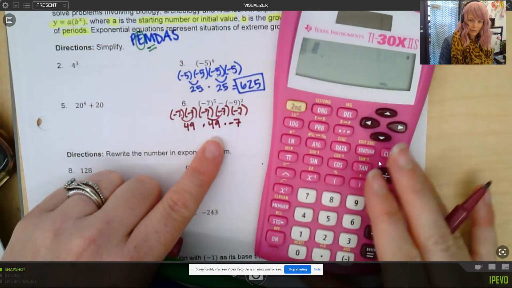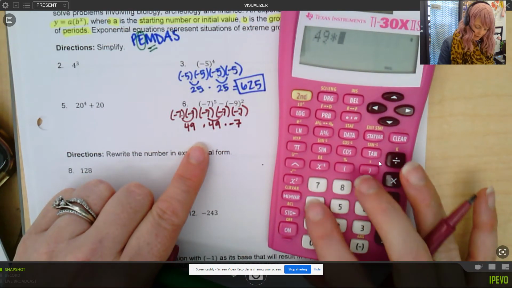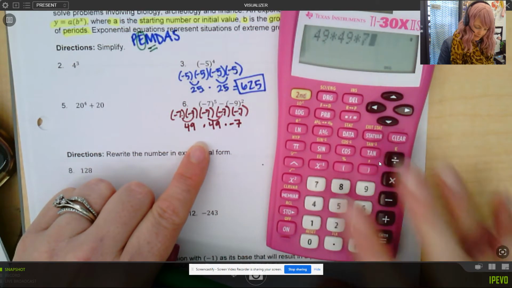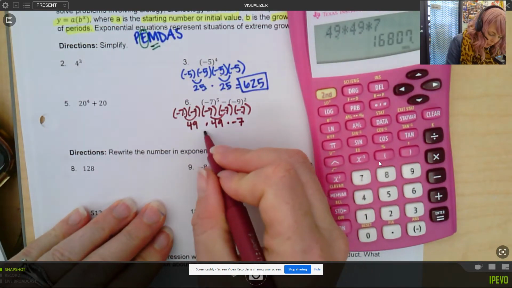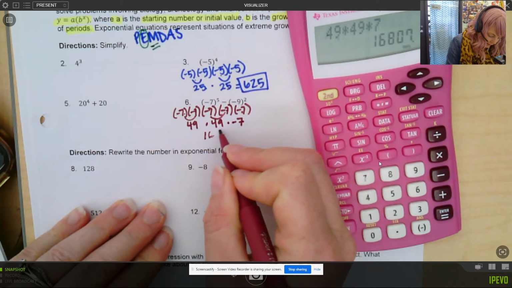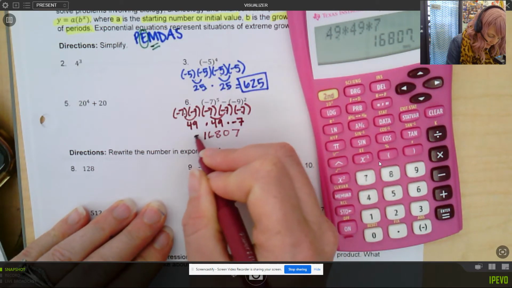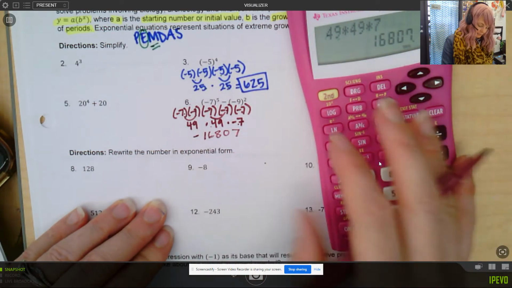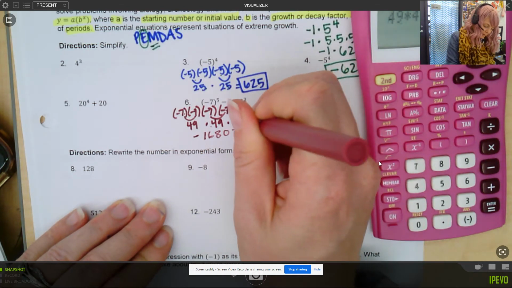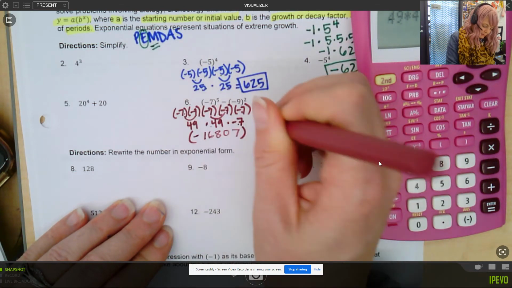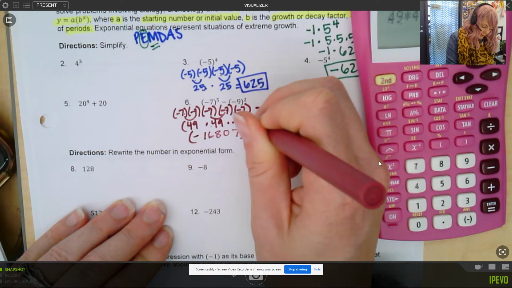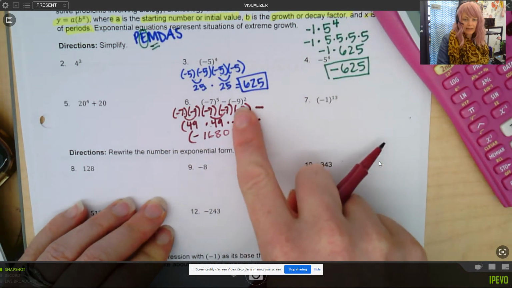So then what we can do is you can always just grab our calculator. 49 times 49 times 7 is 16,807, and we know it's negative because a positive times a negative. Minus, don't forget we have this other part going on, minus -9 to the second power.